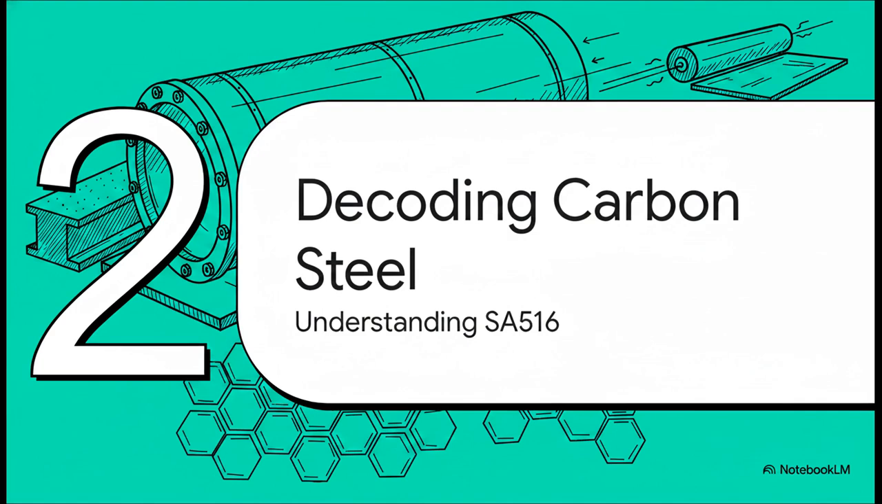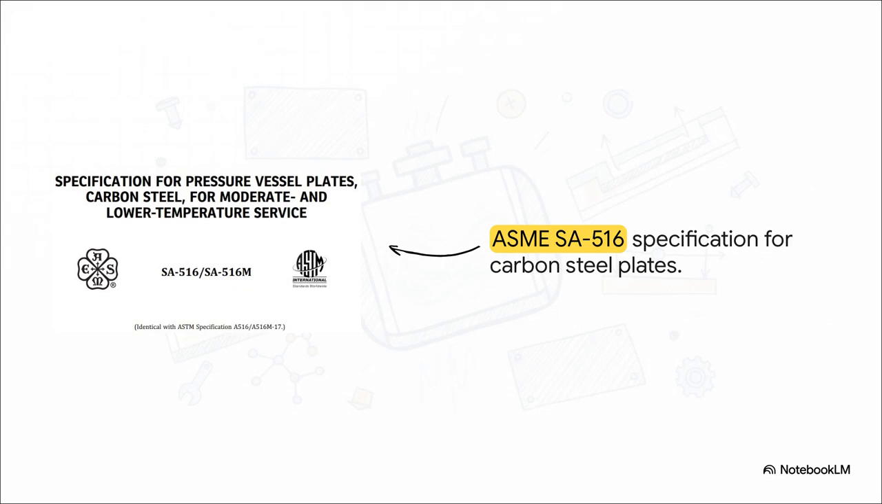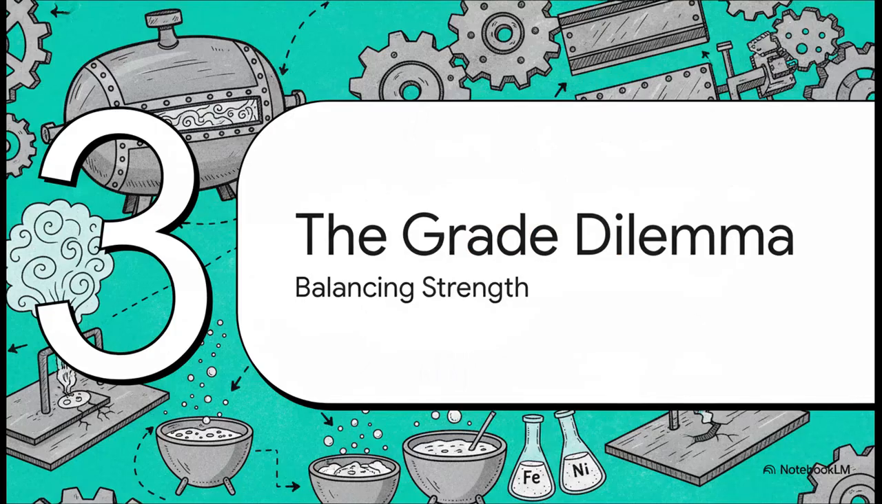Section 2. Decoding carbon steel. Understanding SA 516. Now, what's really interesting here is that when it comes to building massive pressure vessels, carbon steel is by far the most common flavor of metal you're going to encounter, and SA 516 is the undisputed industry heavyweight. SA 516 isn't just some random string of numbers and letters either. It corresponds to a very real, standardized manual for carbon steel plates intended for moderate and lower temperature service. When an engineer specifies SA 516 on a datasheet, they are legally binding the manufacturer to provide a material with highly precise physical properties.